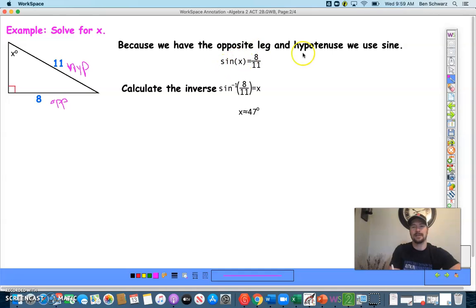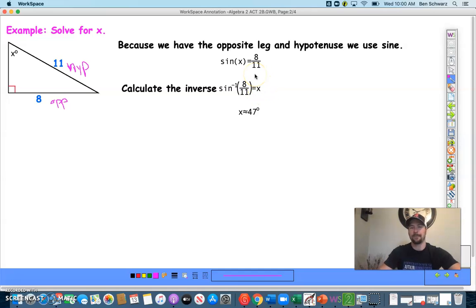So since we have opposite and hypotenuse, we're going to use sine. So sine of x equals the opposite 8 over hypotenuse 11. So we want to solve for this x. So what we do is we create an inverse function. We've talked about that a little bit this year. So really it's just inverse sine of 8 over 11 is going to equal our x.